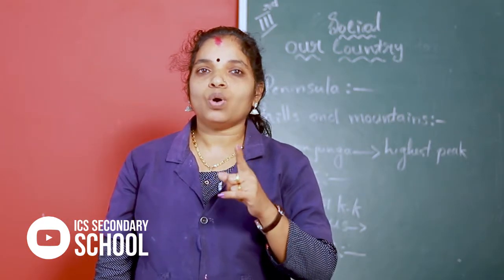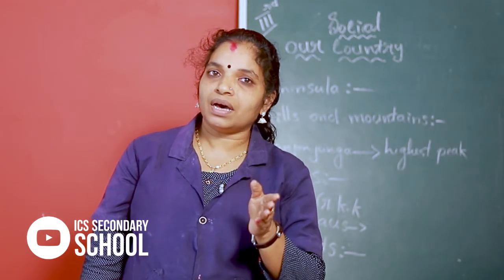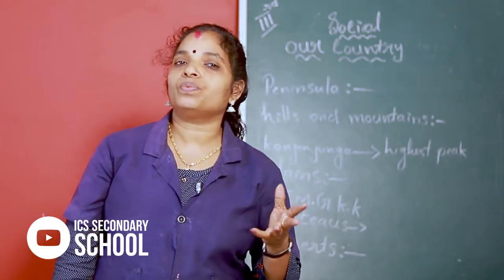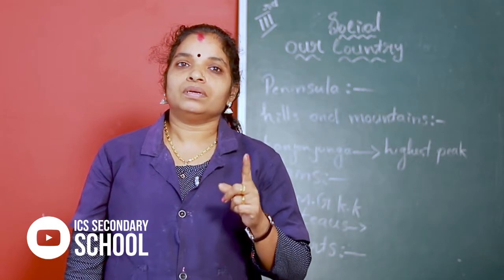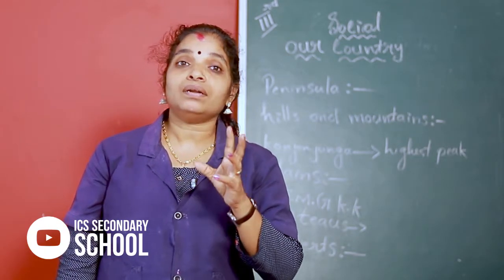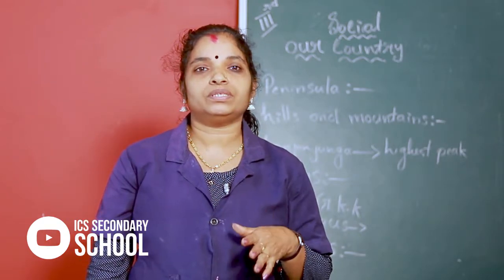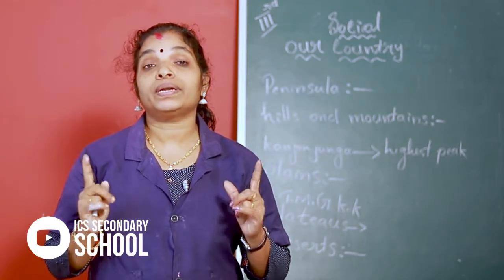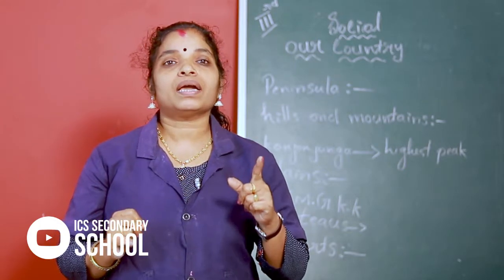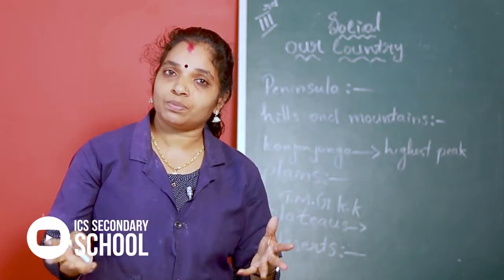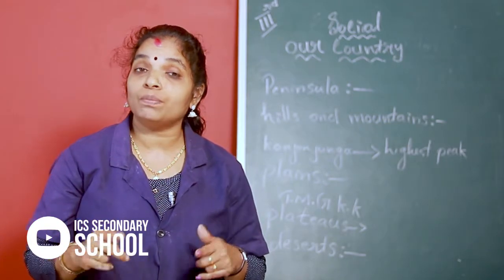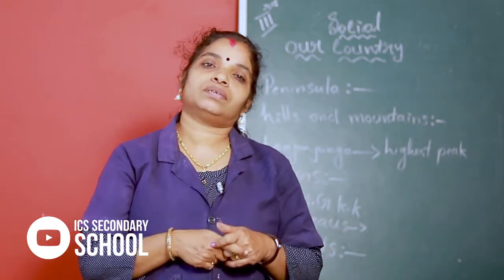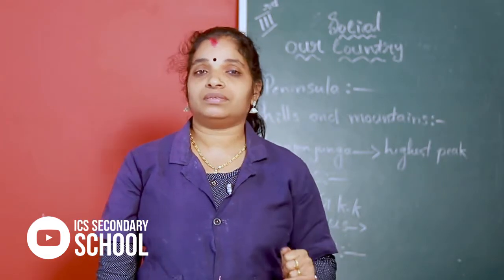The Indian desert or Thar desert lies in the northwestern part of India. Hot and dry area. The camel is the most important means of transport here. Camel is the ship of the desert.